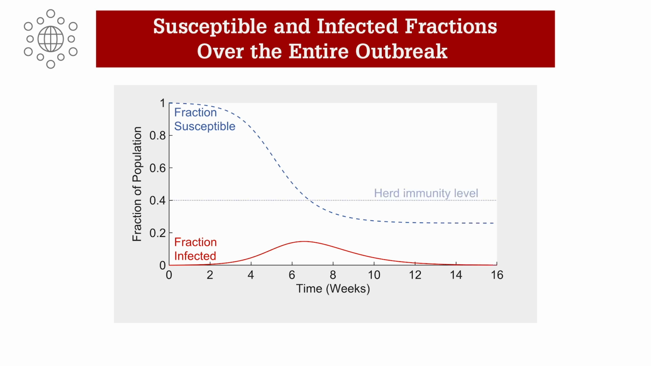Eventually, the fraction of people susceptible will fall far enough that the reproduction number drops below 1 and the epidemic declines. This is what we call herd immunity. The epidemic dies out not because there are no susceptibles left, but because there aren't enough susceptibles to sustain transmission.